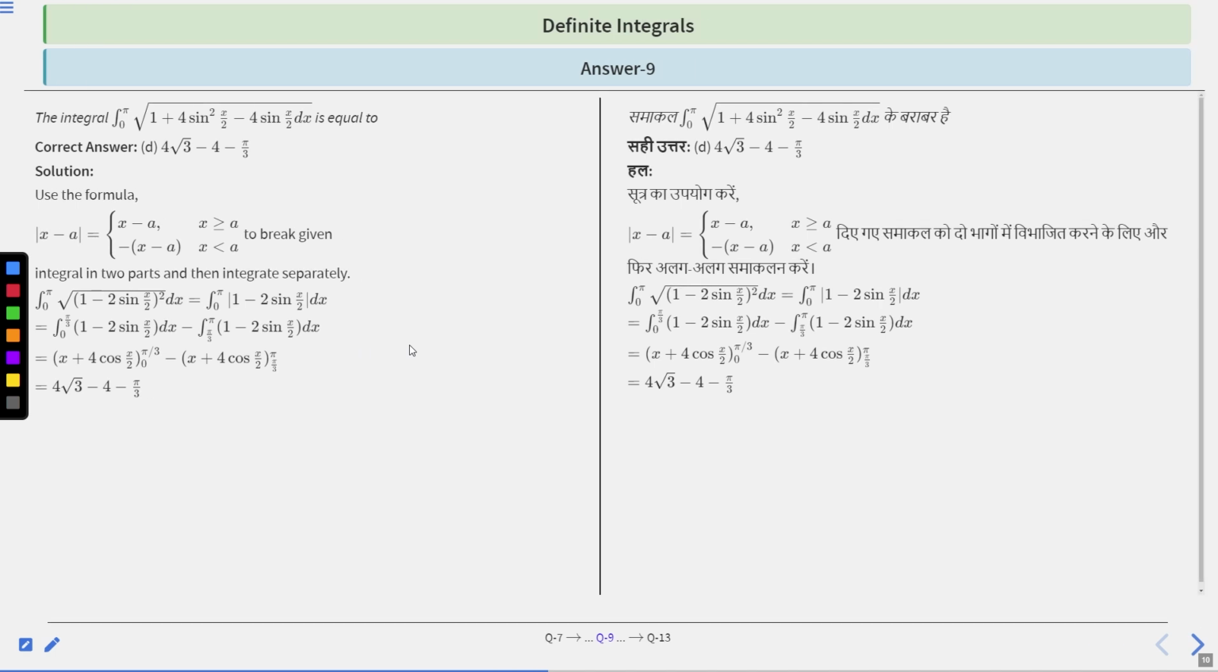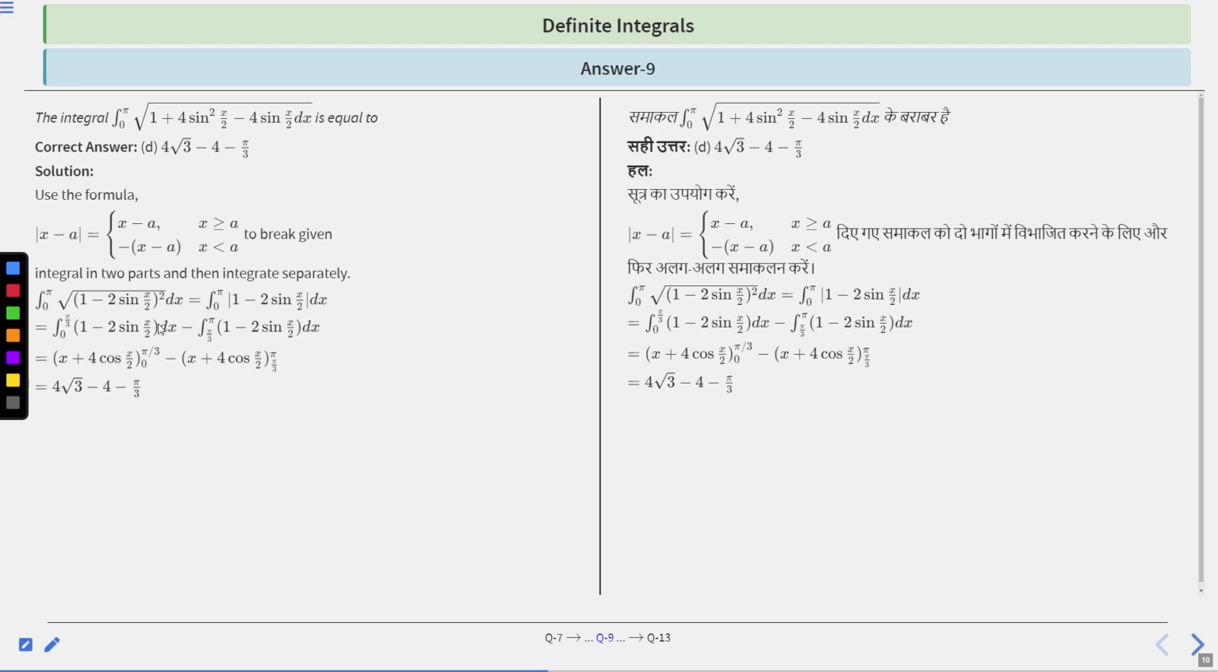Okay, let's move to the solution part. As we know, mod of (x minus a) can be written as (x minus a) when x is greater than or equal to a, or minus of (x minus a) when x is less than a. Now, root over 1 plus 4 sin²(x/2) minus 4 sin(x/2) dx can be written as the integral from 0 to pi of root of (1 minus 2 sin(x/2)) whole squared dx, and it is equal to the integral from 0 to pi of mod of (1 minus 2 sin(x/2)) dx, right?